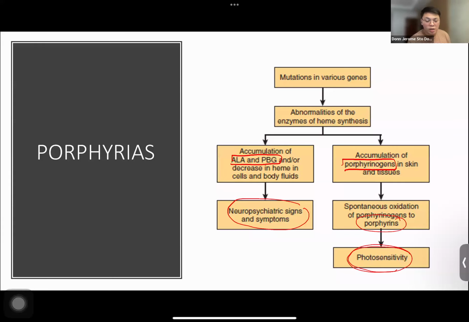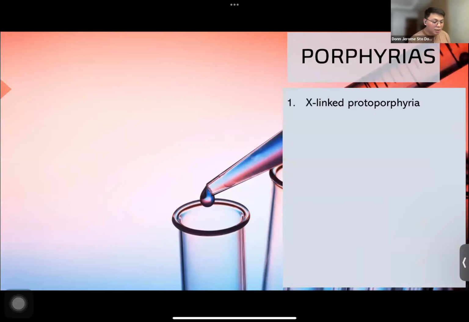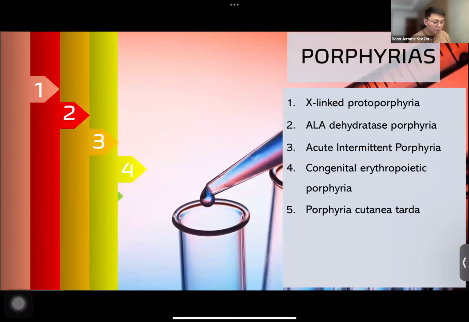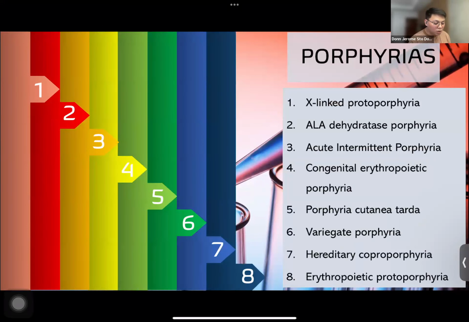Okay? So with that, pwede na po nating i-discuss ang different types of porphyria. Dadaanan lang po natin to. Kasi alam nyo naman na pag ang nag-elevate ay ALA and PBG, again, what's the manifestation? Neurovisceral. Pag porphyrinogens, spontaneously oxidizing to their porphyrin counterparts, cutaneous manifestation. Or pwede rin namang combination of both, neurovisceral and cutaneous.